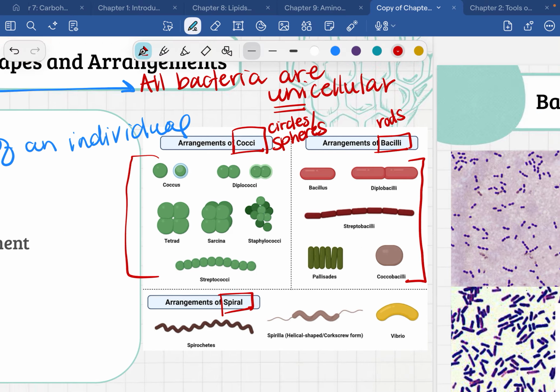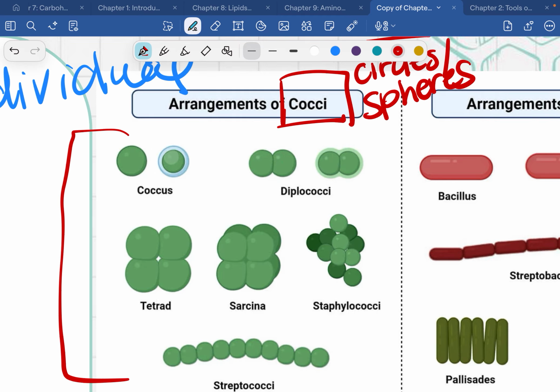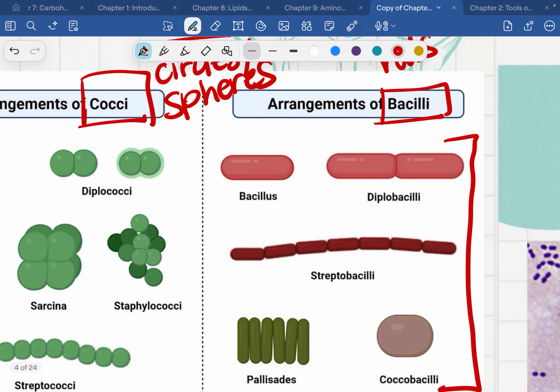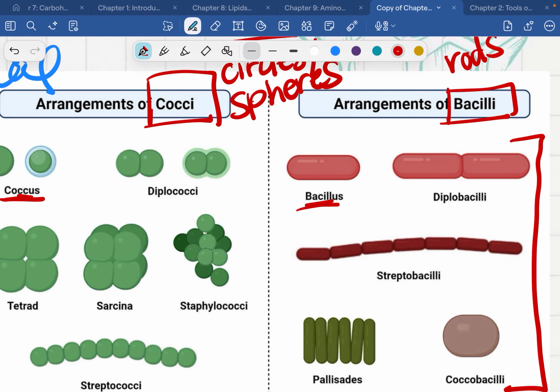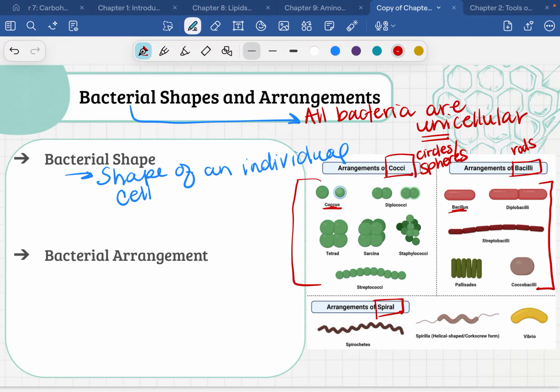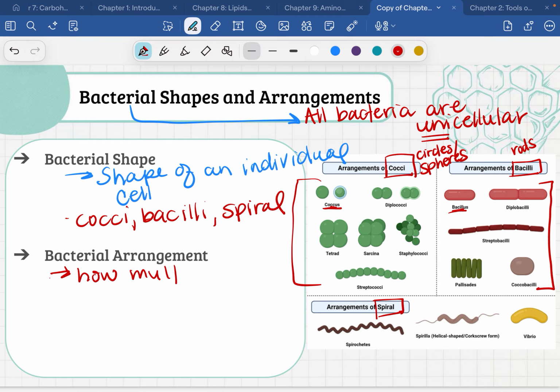Okay. Now, cocci is plural. The I at the end means it's plural. A single cocci is called a coccus, C-O-C-C-U-S. And bacilli is plural, and a single bacilli is called a bacillus. And that's just to help you when I use those words so you know what I'm talking about. Okay, so our three major shapes that you have to remember are cocci, or coccus, bacilli, or bacillus, and spiral. Okay, those are the shapes of the individual cells. Now the arrangement is how multiple cells interact with each other.